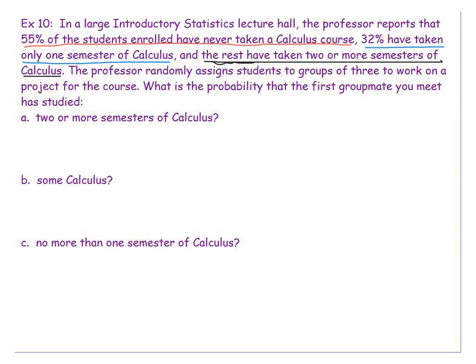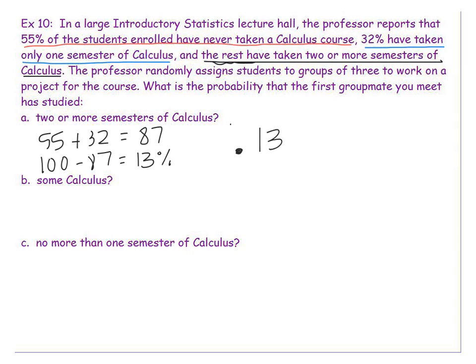So we know that a perfect percentage is 100. So the first thing we're going to do is take the 55 and the 32 and add them up, and that leaves us with 87%. So 100%, which is all of them, minus 87% leaves us with 13%. But notice I keep saying percent. All we have to do now to find the probability that your first groupmate has 2 or more semesters of calculus is simply take 13%, move the decimal 2 places to the left, and your answer is 0.13.